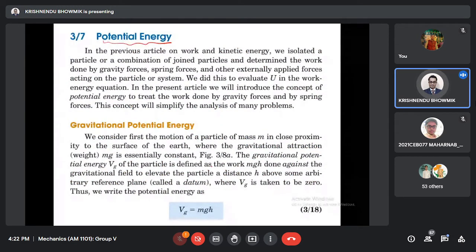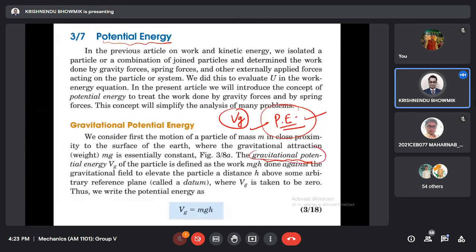Okay, next. As I told, potential energy. I am not adding anything. Here it has been shown as Vg, but you can write PE, potential energy. I am okay with that, whichever, P or Vg. Here the potential energy is actually due to gravitational force, that's why it is Vg. G stands for gravitational force.